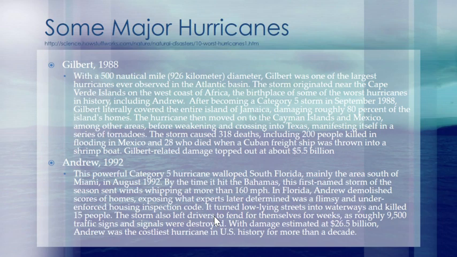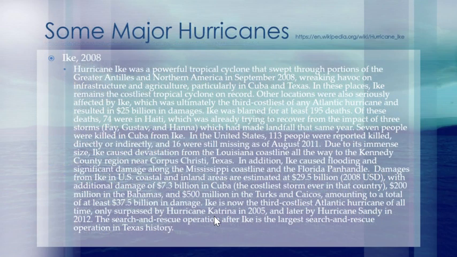Andrew was one of those Category 5s that hit the United States. Andrew, for a long time, until Katrina, was the costliest, the most expensive hurricane in U.S. history. It was a big deal. There was fortunately not a lot of loss of life, about 15 people, but in the grand scheme of things, while that's tragic, it's not nearly as bad as it could have been. But the actual economic impact was catastrophic.